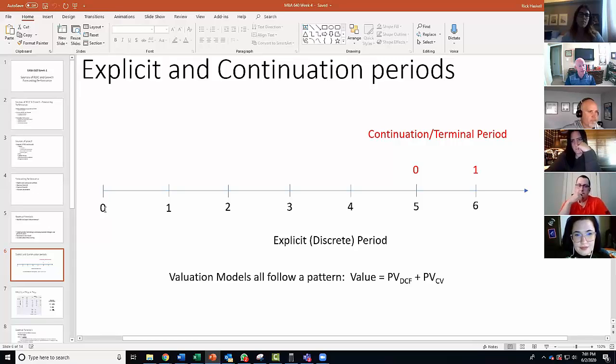So the year or the period after year zero is year one, and then year two, and then year three, and so on. This is referred to as discrete time. And I can expressly or explicitly forecast revenues and expenses with some degree of accuracy for some amount of discrete time. And the period for which I have created that express or explicit forecast, very rigorous.